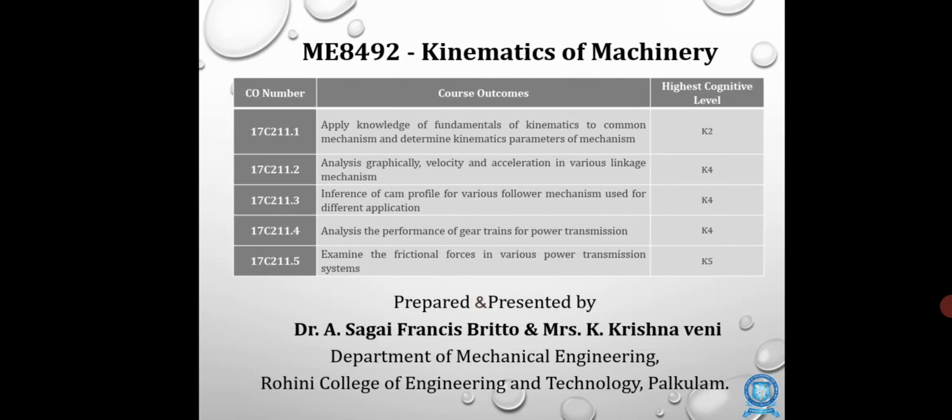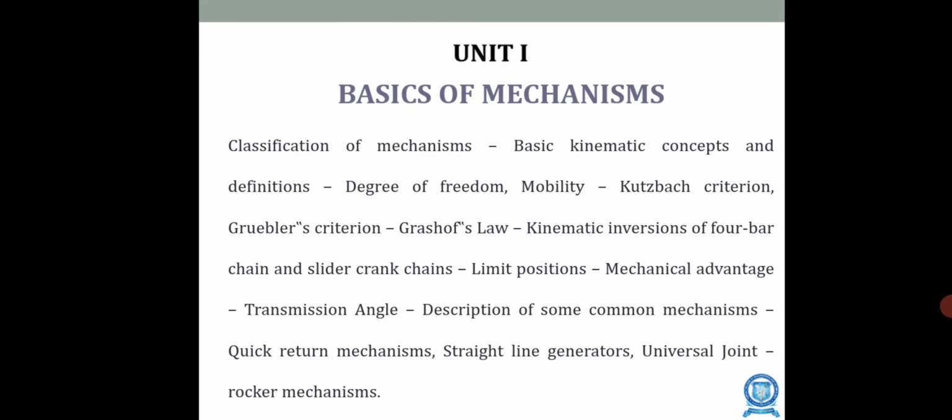Today we are going to discuss certain topics in kinematics of machinery. This is a continuation of your previous class. In the previous class we discussed the various course outcomes, and today we are going to discuss certain topics in the first course outcome: applying the knowledge of fundamentals of kinematics to common mechanisms and determining kinematic parameters of mechanisms. In the previous class we had some introduction to what is meant by kinematics and dynamics. Today we are going to continue with this.